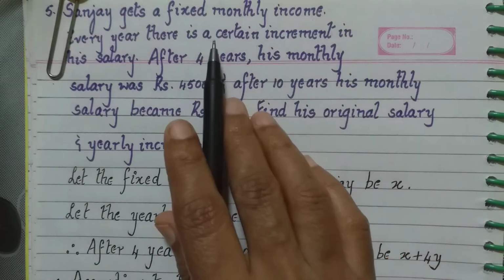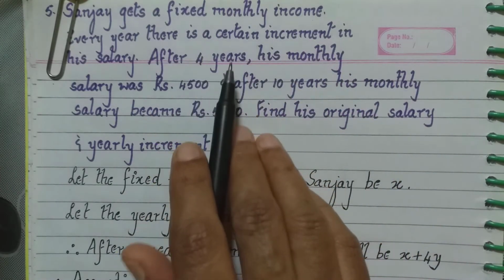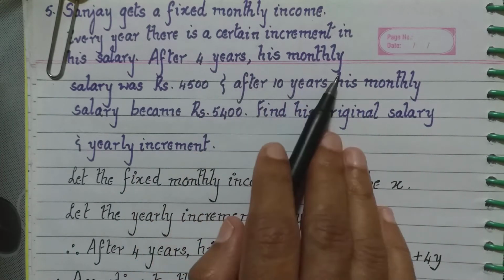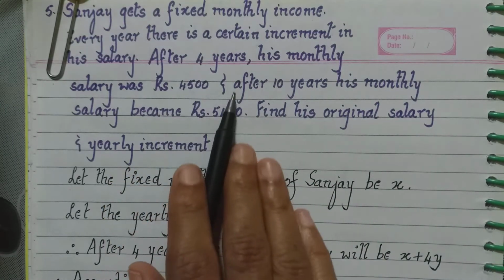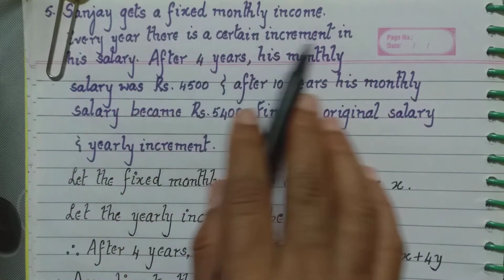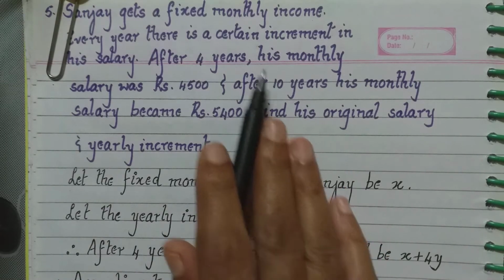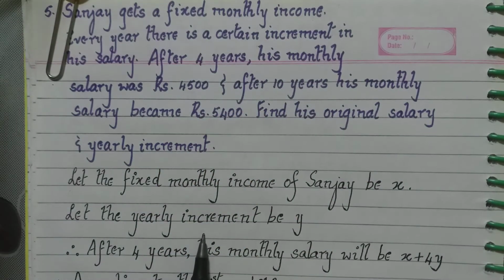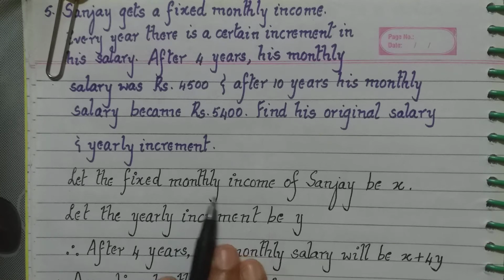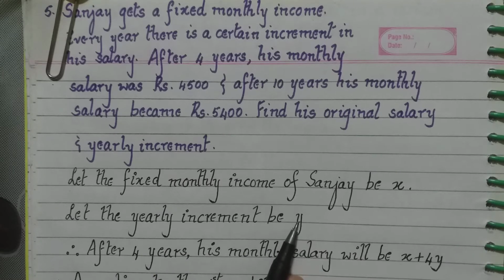Now, here they have said that Sanjay gets a fixed monthly income, and every year after the increment, in 4 years, his monthly salary becomes 4,500. So we first consider his fixed monthly income as X. Every year there is a certain increment and we do not know what it is, so the yearly increment is considered as Y. So let the fixed monthly income of Sanjay be X and the yearly increment be Y.